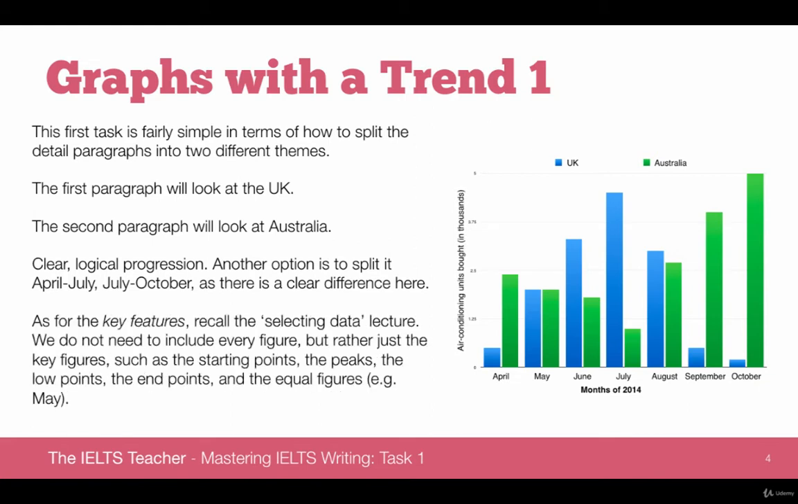As for the key features, recall the selecting data lecture in the previous section. Remember that we do not need to include every single figure, but rather just the key figures, such as the starting points, the peaks, the low points, the end points, and perhaps the equal figures. For example, in May, they have the same figure. Something interesting to note. It's a key feature.